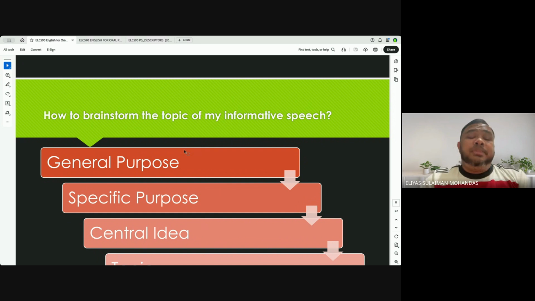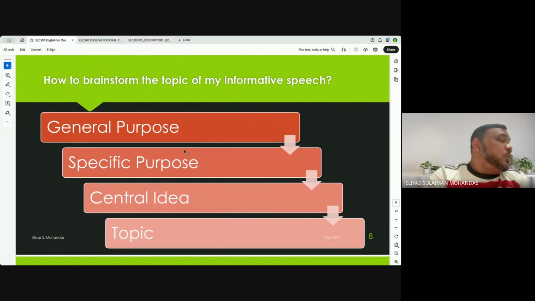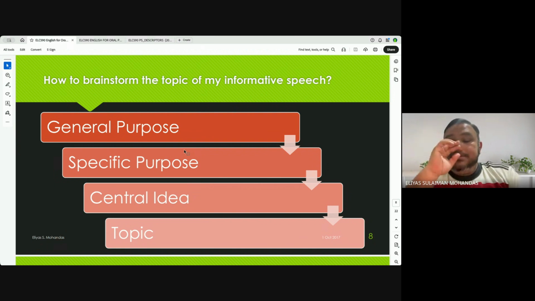of your speech. Now, how to actually brainstorm the topic? Of course, somewhat similar to how you brainstorm your pitching topic as well as your informative topic. That is, you must state the general purpose, you must have a specific purpose, you must develop a central idea, three main ideas, and then from there you can form a topic.